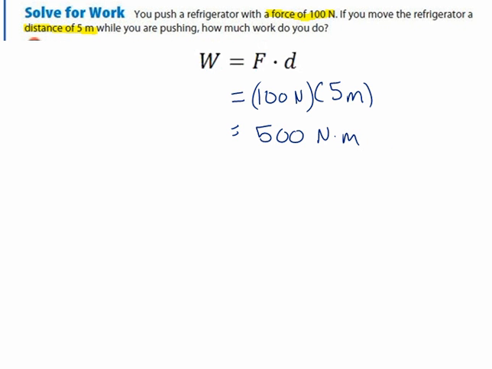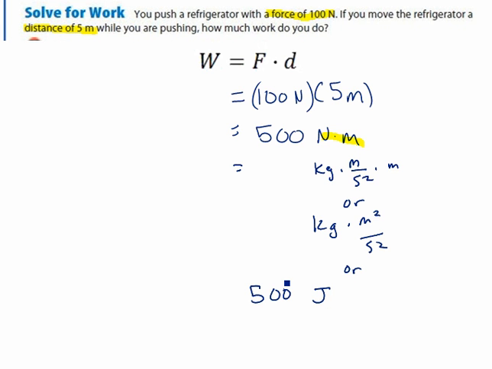Now to clarify the units here, newtons times meters is equal to kilograms times meters per second squared times meters, or kilograms times meter squared over second squared, or a joule. So the value here would be equal to 500 joules.